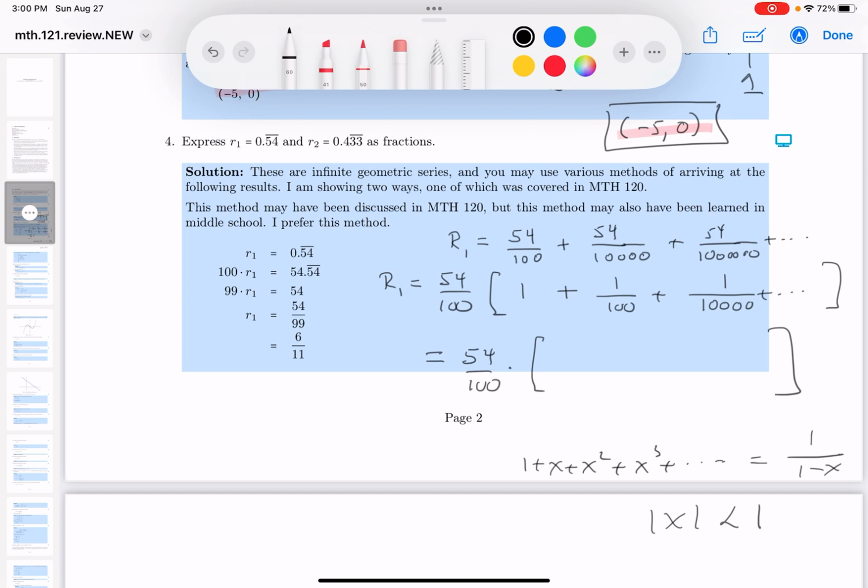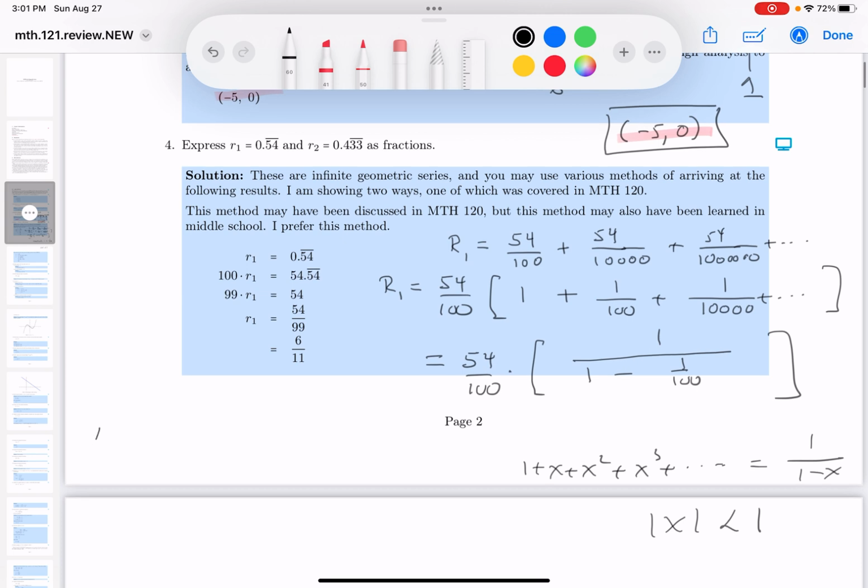So I'm looking at this thing over here, and I'm wondering, does it follow that form? It does. And what do I write down over here? It's going to be 1 over 1, and what's the x in this case? It looks like 1/100th. So 1 minus 1/100th. I'm going to go through some arithmetic on this one, and the reason I want to write down the answer to it. So again, this is R1. R1 is 0.54 repeating forever.